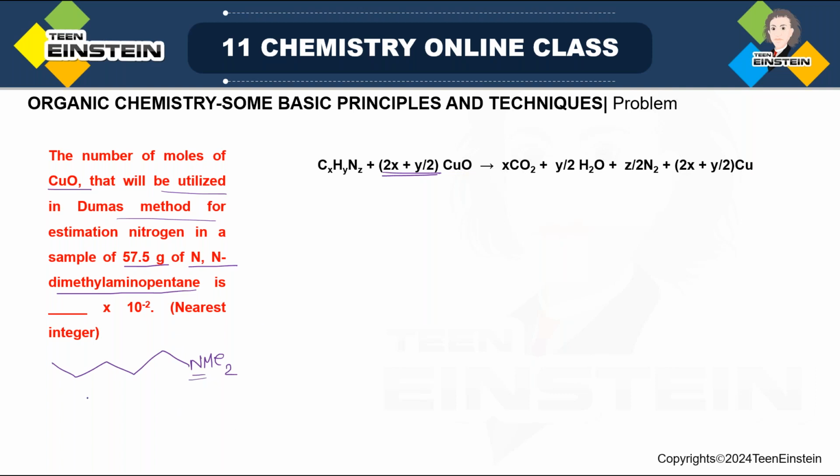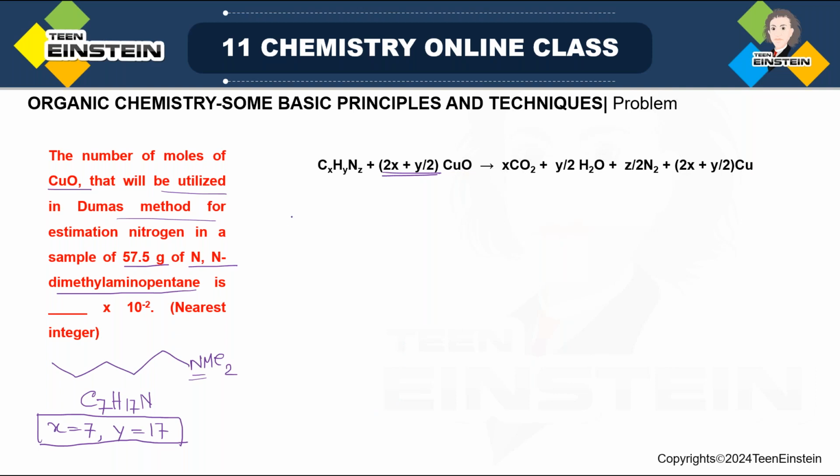Now, if this is the molecule, the total number of carbon is 7: 5 carbons and 2 carbons coming from the 2 methyl groups. The total number of H you can count, it will be 17, and the number of nitrogen is 1. So here we can write, our X is 7 and Y is 17. Z we don't need. Now, if we know this, we can calculate the value of 2x plus y by 2.